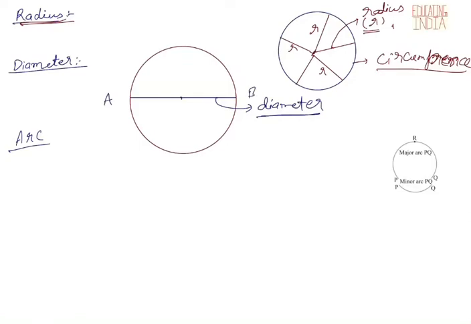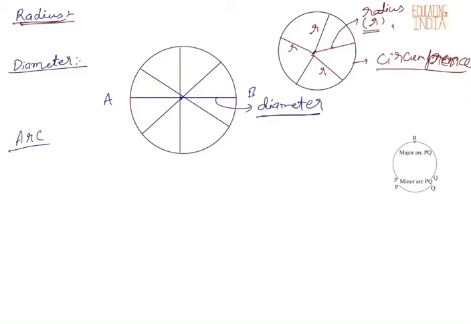How many diameters can we draw for a circle? Infinite number of diameters you can draw. This is also a diameter. This is also a diameter. And all the diameters of the circle are of the same length.